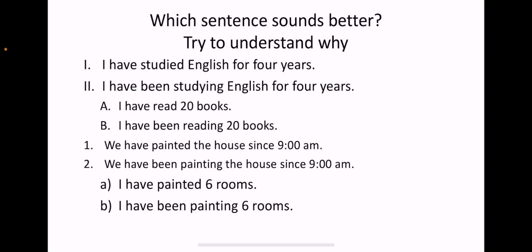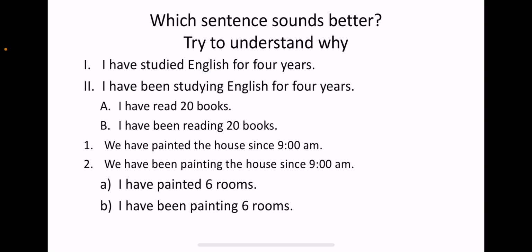You did it? Great. Okay. So let's check. I have studied English for 4 years and I have been studying English for 4 years. I have read 20 books and I have been reading 20 books. We have painted the house since 9 in the morning and we have been painting the house since 9 in the morning. I have painted 6 rooms and I have been painting 6 rooms.